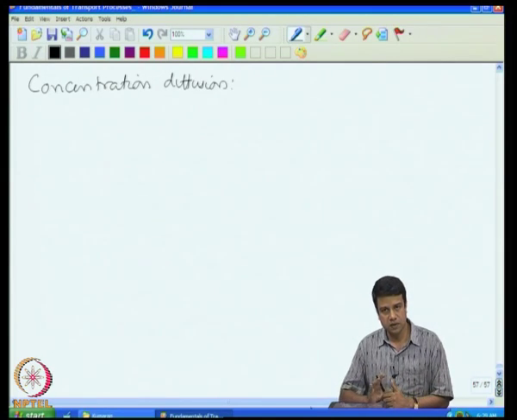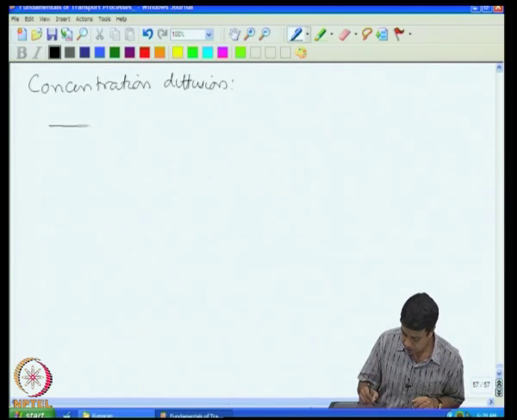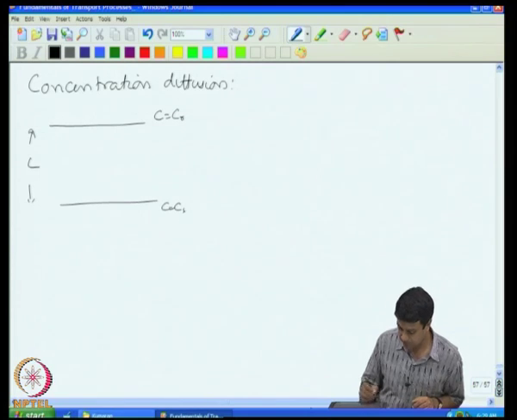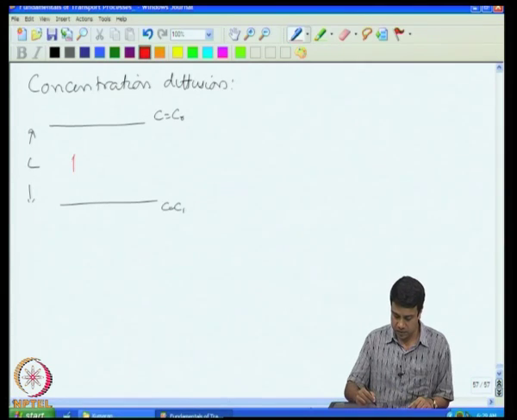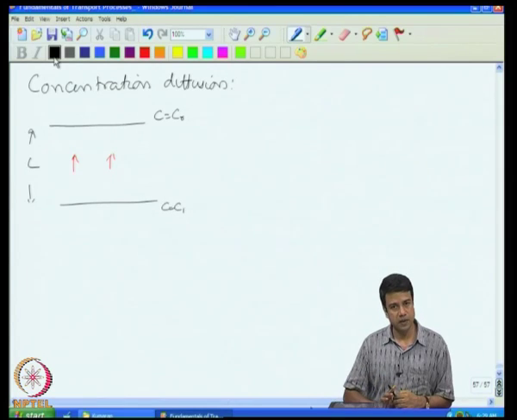I will not go through this concentration diffusion equation in very much detail, because the method for deriving it is very similar to the method for the thermal diffusion equation. I have two plates separated by a distance L. C is equal to C naught on the top plate, C is equal to C1 on the bottom plate. And because of the difference in concentration, there is a flux of mass going upwards. What we would like to do is to determine the entire concentration field.